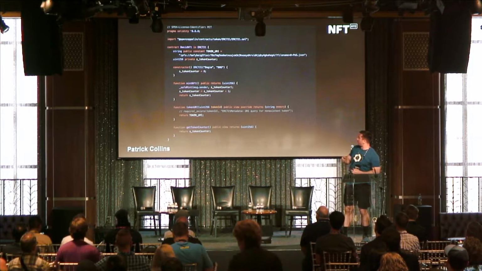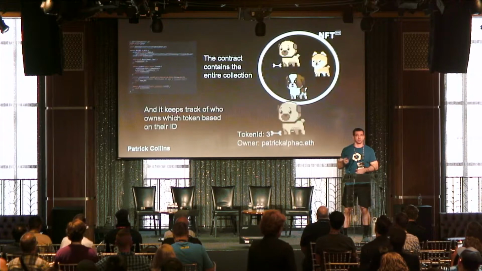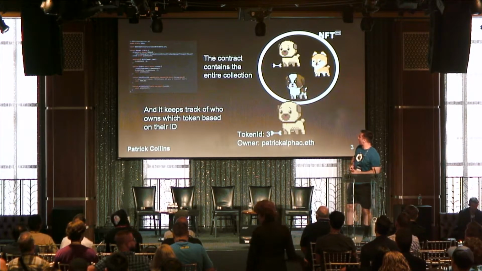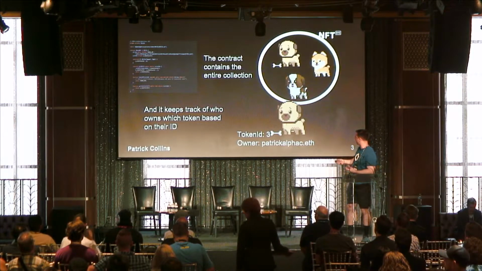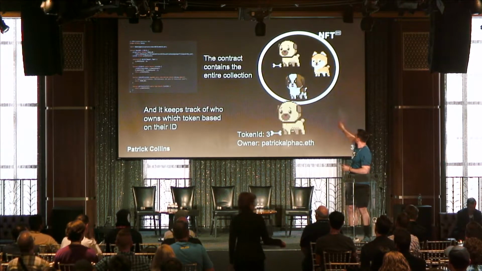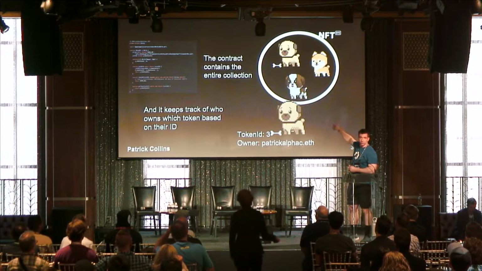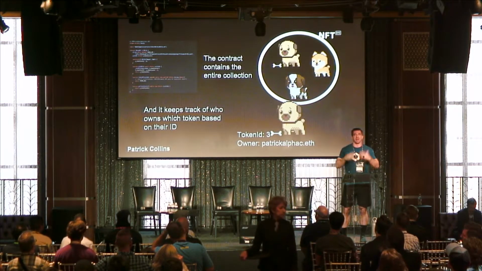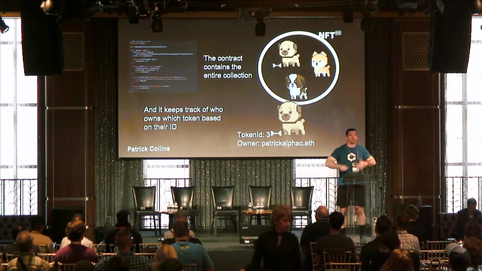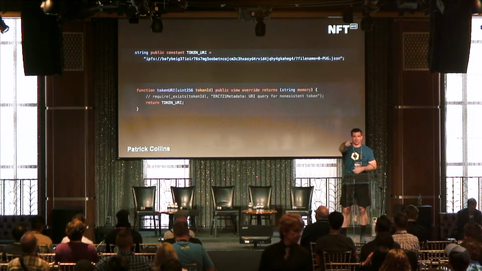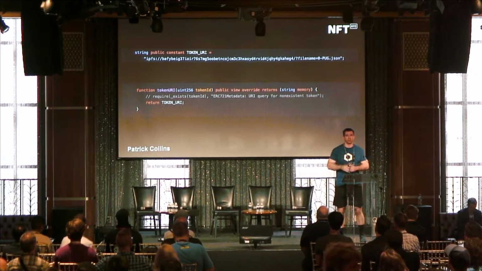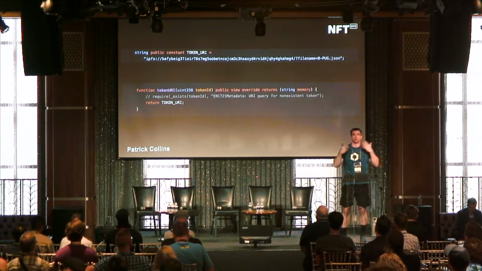And it keeps track of who owns which token based on their ID. So, for example, the whole contract is kind of this big circle around all those NFTs, and you have each individual NFT saying, hey, my token ID is 3, and who owns it. So with us knowing that now, we can take two really important functions and start to customize it and start to do different things with it.